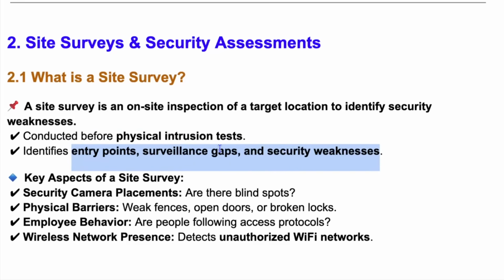Ocean's 11 is a really great movie for many reasons, but it's also a great movie to take you through the process of this site survey reconnaissance, because for a very good amount of time, they spend time looking at employee behavior. They look at Terry Benedict's behavior, and they look at physical barriers, the type of cameras they have in place. How many cameras? What do the guards do? What are the rotations of the guards? And their wireless network presence.